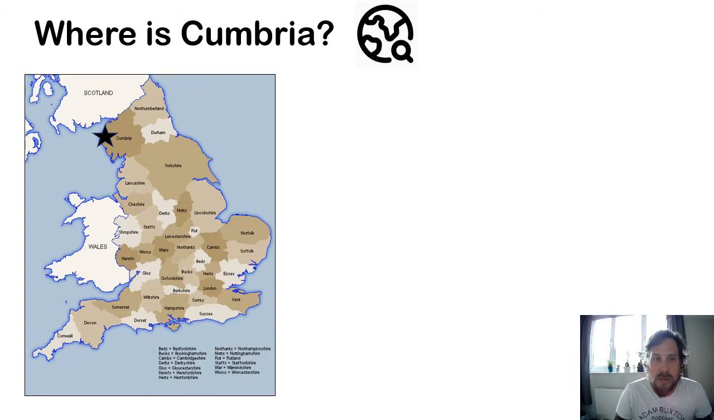So first of all, we need to know where Cumbria is. Cumbria is a county in the UK. It is a region. Cumbria is right here up in the north west of England.